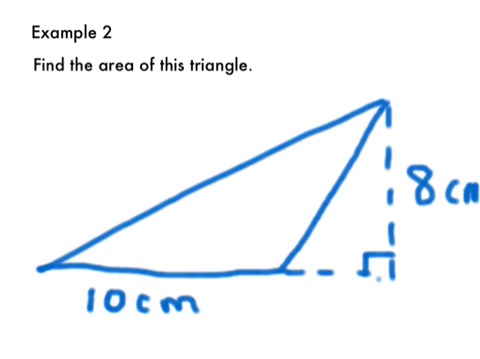Example 2 wants us to find the area of this triangle. Notice on this triangle it gives us a base of 10 centimeters, but the base stops right here. But this is an obtuse angle, so I don't have a perpendicular angle. I have to pretend that my triangle continues over here and comes way down here to find that perpendicular angle. So the height of this triangle is actually 8 centimeters. So base is 10 centimeters, height is 8 centimeters.